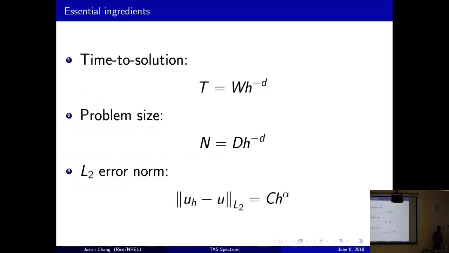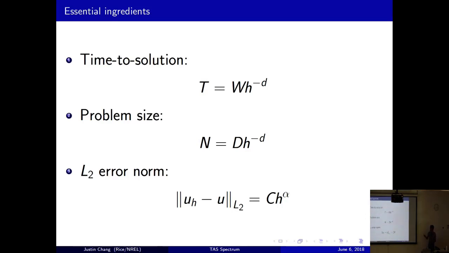So first, for the TAS spectrum, you only need three things: time to solution, problem size, and some sort of accuracy measure. In our case, it would be the L2 error norm. And for all three metrics, we know we have some approximation of how these will grow or decrease. For example, time to solution and problem size, we're assuming here that everything is order n.